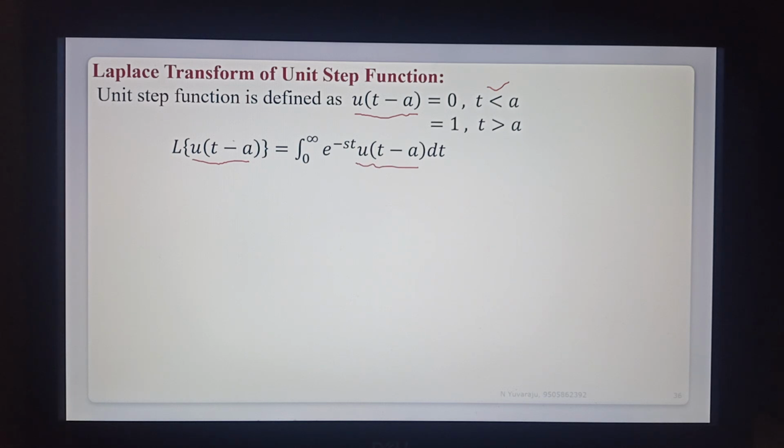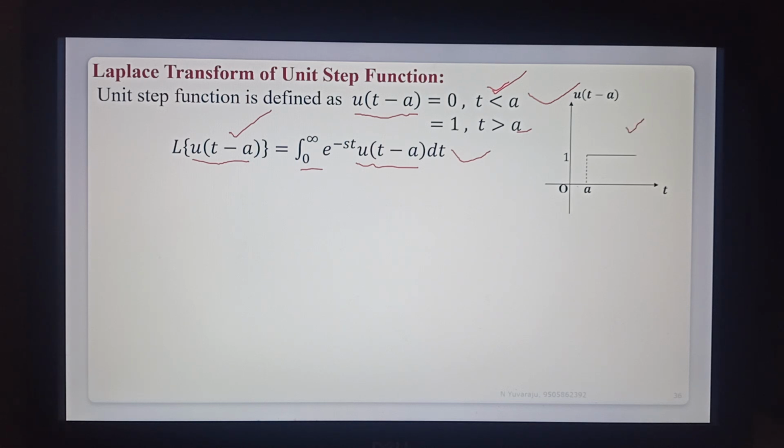F of t is the basic definition of Laplace transformation, applied here to u of t minus a. So that is equal to the integral from 0 to infinity, but the given function u of t minus a is defined in two cases: t less than a, meaning 0 to a, and t greater than a, meaning a to infinity. Substituting here, the integration is also separated, according to the graph of the unit step function.